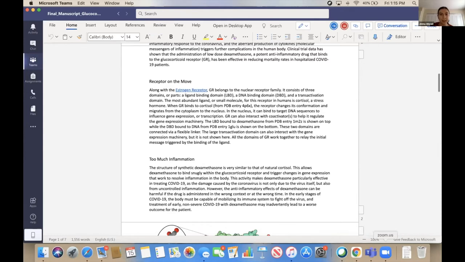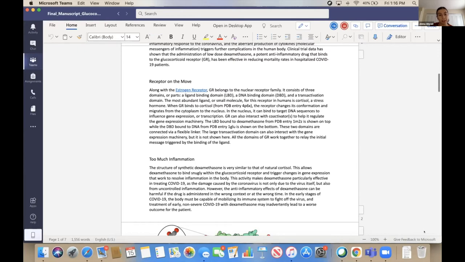So the second paragraph was the receptor on the move. Along with the estrogen receptor, GR belongs to the nuclear receptor family. It consists of three domains or parts: a ligand binding domain, a DNA binding domain, and a transactivation domain. The most abundant ligand or small molecule for this receptor in humans is cortisol, a stress hormone.